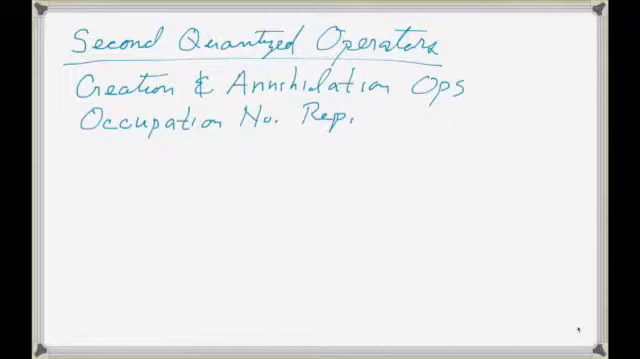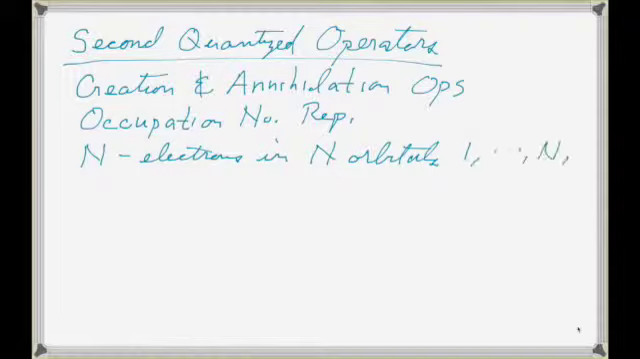So if we have n electrons in n orbitals, 1 through n, the way you represent a state in this representation is you have a ket, and the orbitals are ordered 1 through n. What's in the ket tells you how many electrons are in each orbital, where n sub i, for electrons, is either going to be 1 or 0, since you can only have 1 electron in an orbital, because they're fermions.